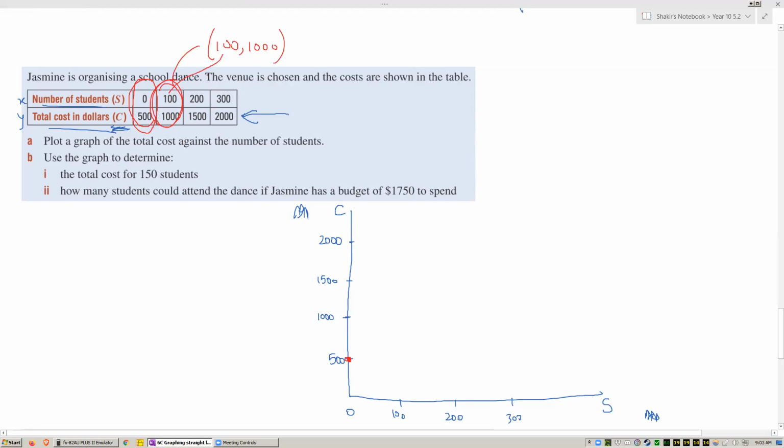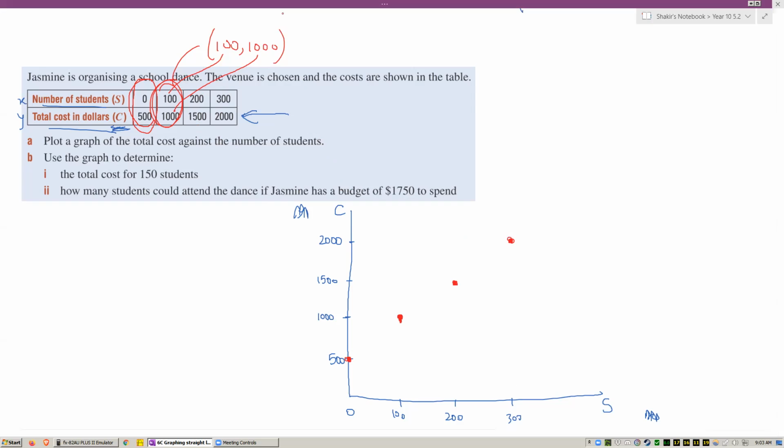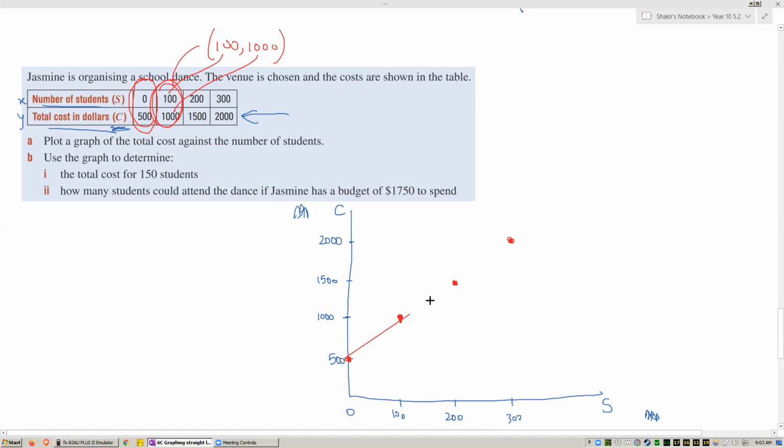The X coordinate is 100. The Y coordinate is 1,000. So how do you plot 100, 1,000? You go to 100, then you go to 1,000. And that's how you plot it. And this one is 200, 1,500. So 200, 1,500 will be around over there. And then you have 300, 2,000. And there you have it. So while you're doing this chapter, all the graphs you get will be straight lines. And then you join up the dots. So there you go.